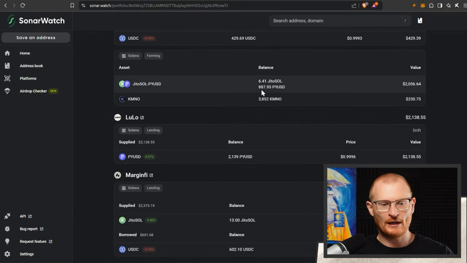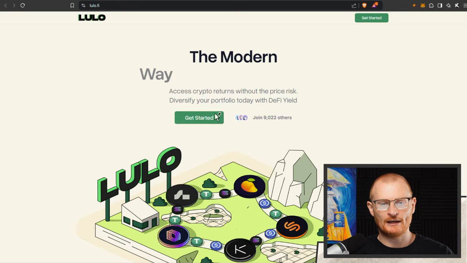I'm farming over here in Kamino. I've got some stuff in Lulo. So we're going to take out a little bit here. Now remember, it's always a good idea to try and keep 20% of your portfolio in stablecoins. You can deploy them when you want to, if possible. Not everyone does this. It's just one system that you can use. If it works for you, great.